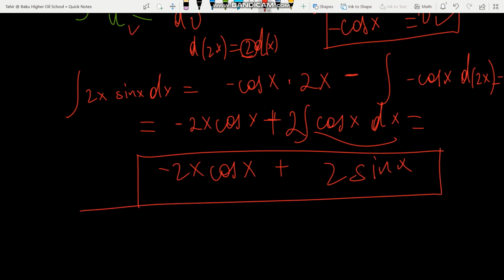And if you don't believe that this is the correct solution, you can find the derivative of this final function, and you can see that it will give us the original function. And this is the end of the video.